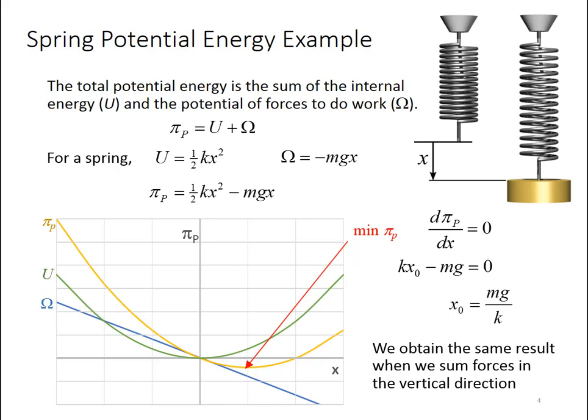So x0 is mg over k, and this is the exact same result you would obtain if you did a force balance or equilibrium analysis of this problem. So this is just a quick demo to show you that looking at a spring case that you're familiar with, we can apply this principle of stationary potential energy to get the same result.